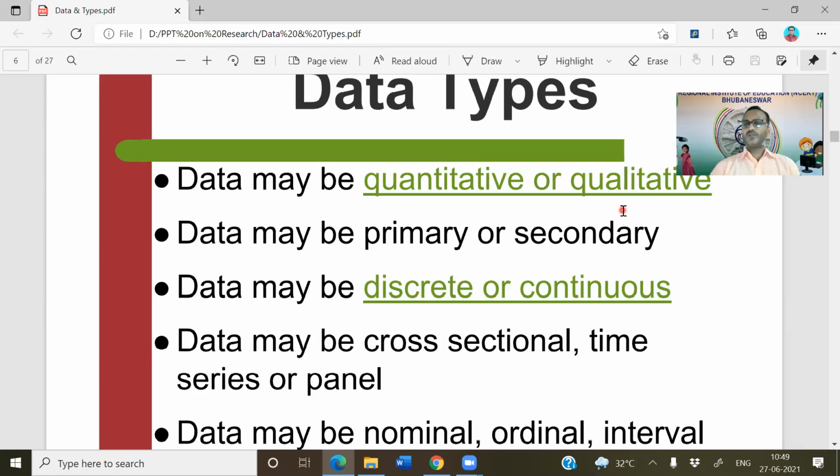Research can be possible by using both kinds of data, maybe primary or secondary. But usually if you want to do a research, the original research, I think you should concentrate primarily on primary data.